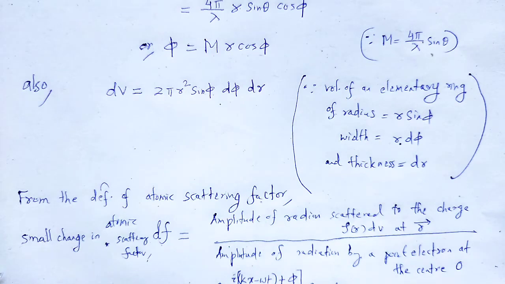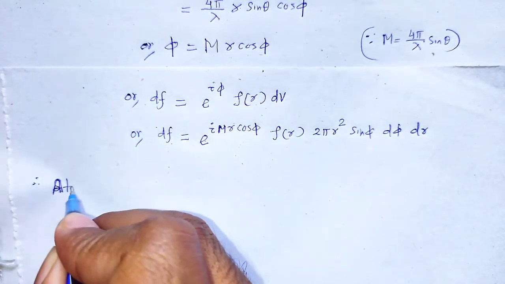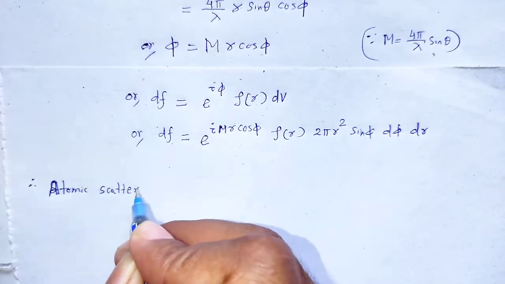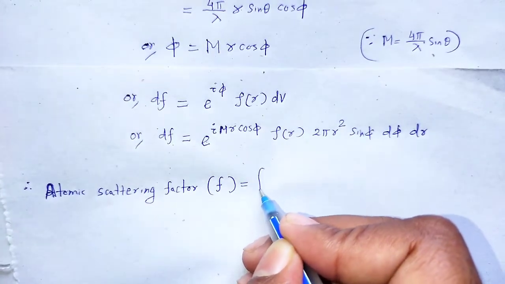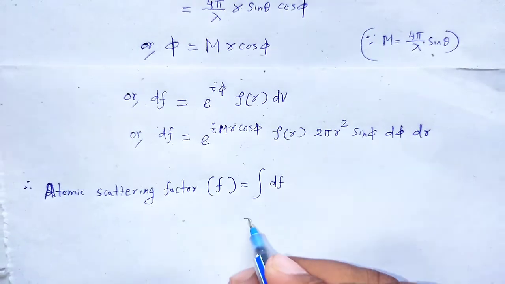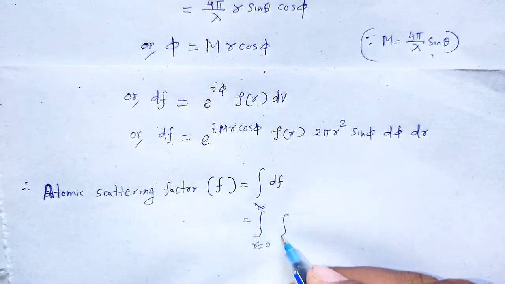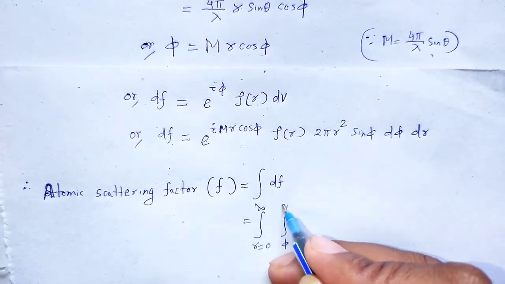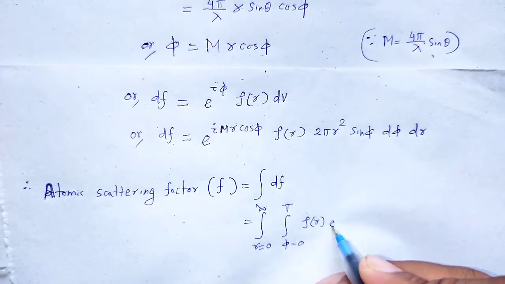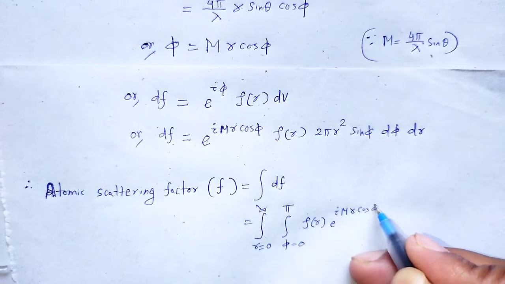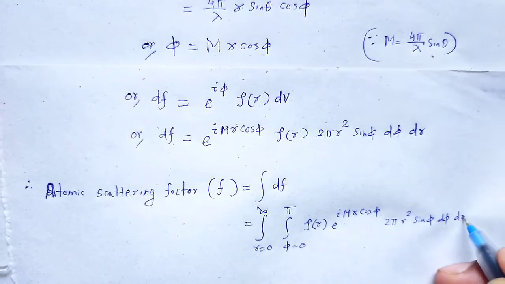But for calculating the total atomic scattering factor f, it is the integration over df. So the double integration, with r from 0 to infinity and phi from 0 to pi, of rho r e to the power i m r cos phi 2 pi r square sin phi d phi dr.